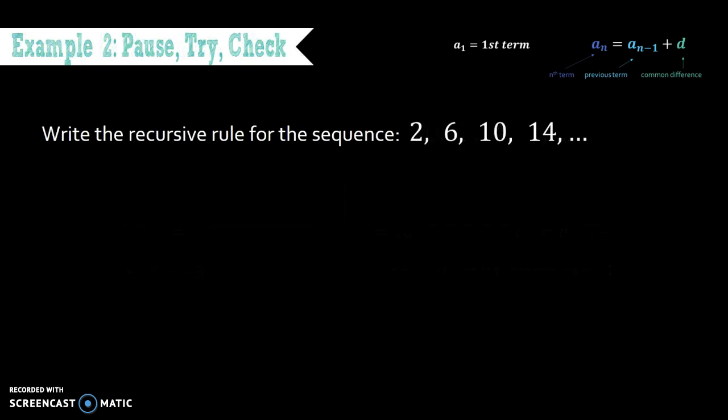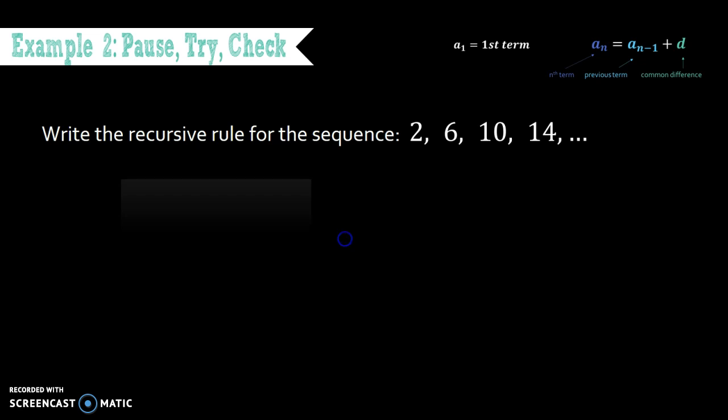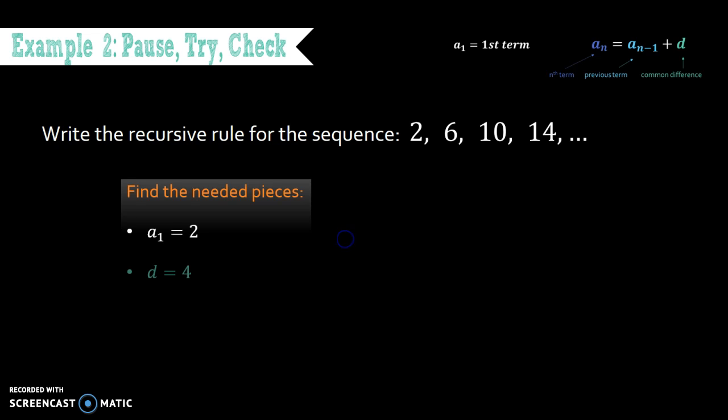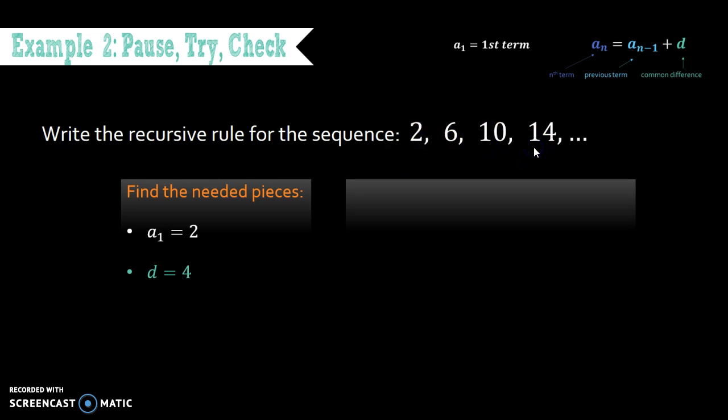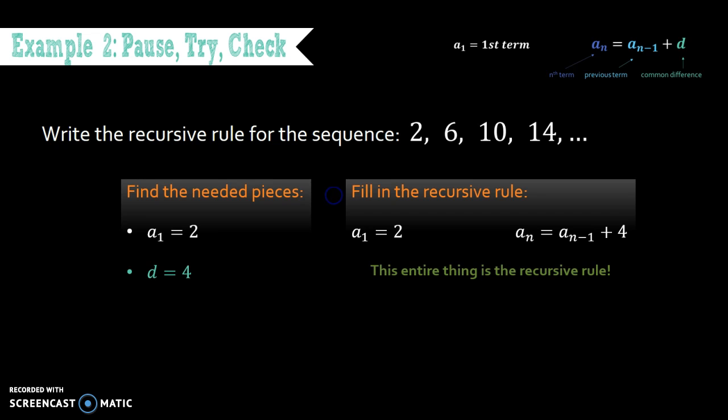Pause and try this one. Write the recursive rule for the sequence 2, 6, 10, 14, and so on. Here are the pieces that you needed. The first term is 2. The common difference is +4, because we're adding 4 between the terms. And we're going to fill in the pieces where they go. Here is the recursive rule for this arithmetic sequence.